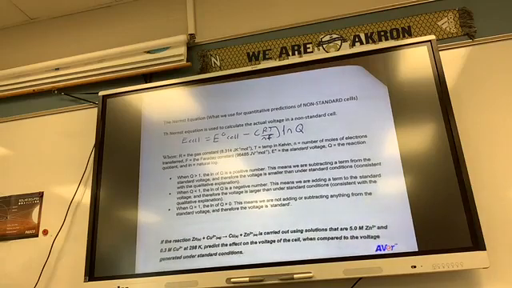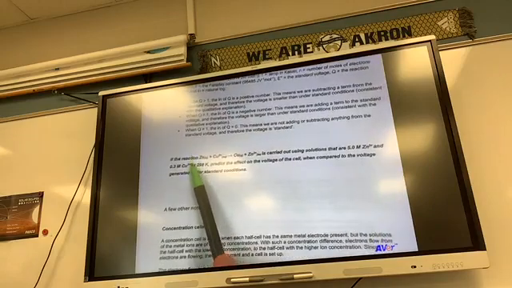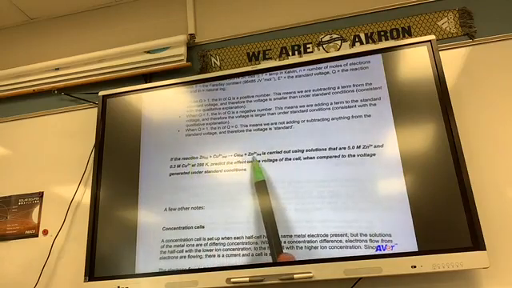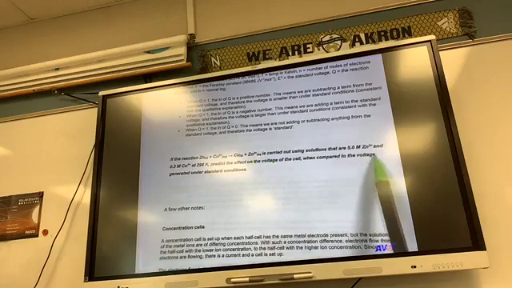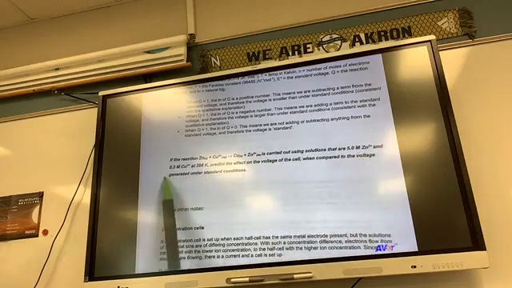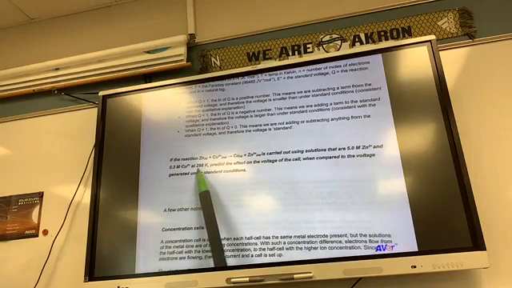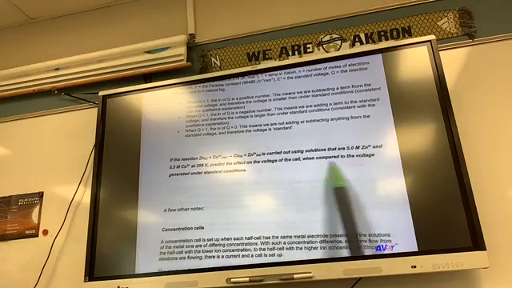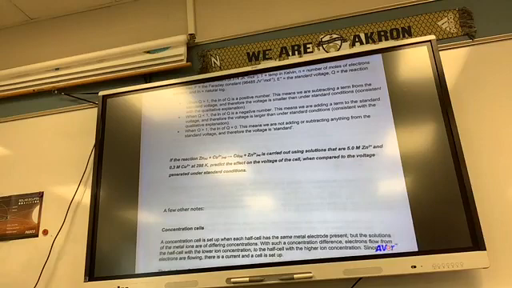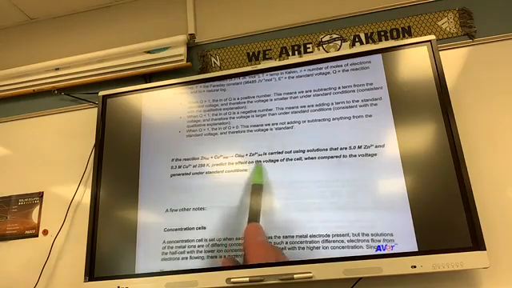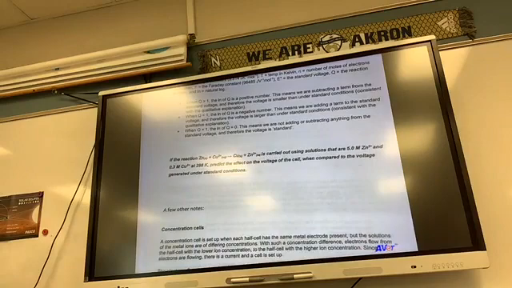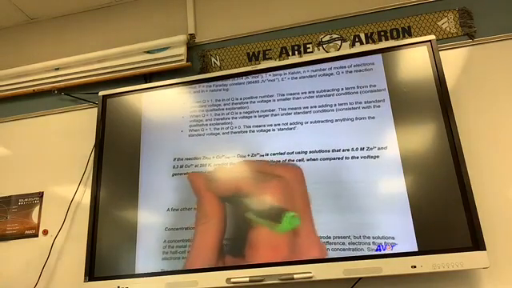So here we go. If the reaction Zn plus Cu2+ yields Cu plus Zn2+ is carried out using solutions that are 5 molar zinc and 0.3 molar copper at 298 Kelvin, predict the effect on the voltage of the cell when compared to the voltage under standard conditions. What would be your first step on this? Write out the equation. You're always supposed to write down the formula before you do problems. What if we write out Q?